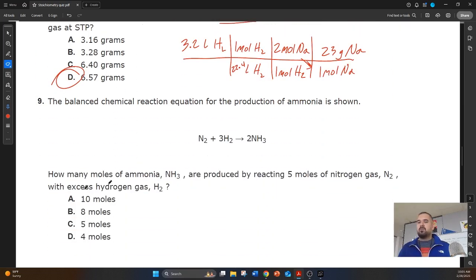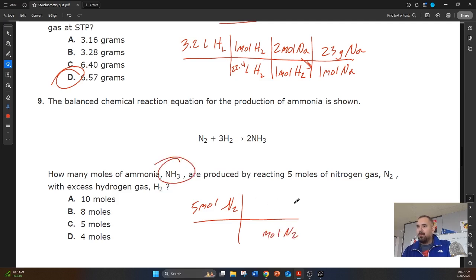All right, next question. All right, so most of y'all got this one as well. This is a 1-step problem. Our given information is going to be 5 moles of N2. And down here at the bottom, we're going to put moles of N2. And they're asking us for how many moles of ammonia. So up here, it's going to be moles of NH3, and then we plug in our ratio. So our ratio is going to be 1 to 2. So 5 times 2, that's 10 moles.